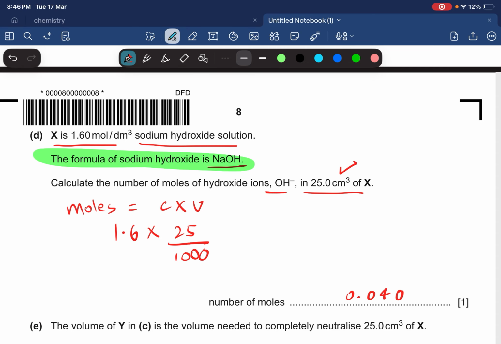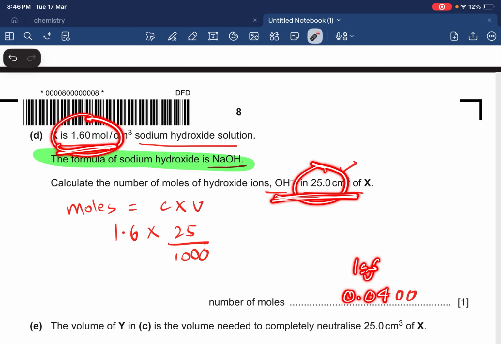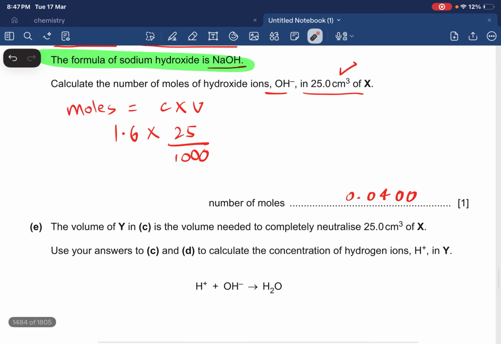0.0400 moles. Why have I added two zeros? Because 0.04 is still one significant figure. All my values are up to 3 significant figures. So in order to make it to 3 significant figures, I've added 2 more zeros. Because you know that this 0 is not significant, this 0 is not significant, but these 2 zeros are significant.